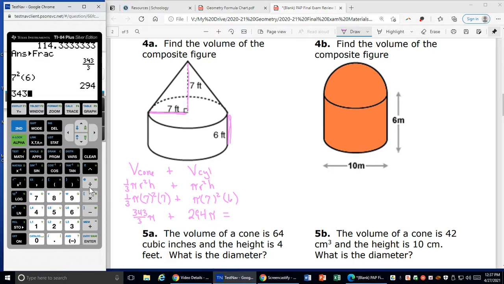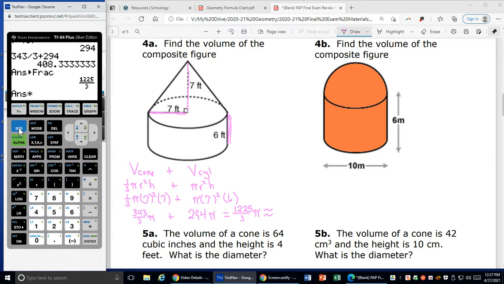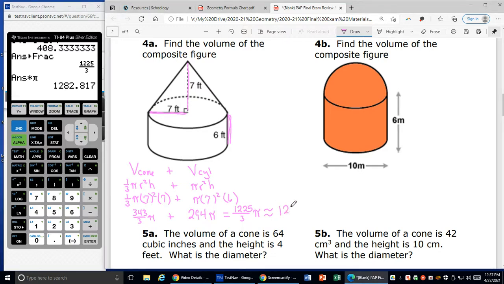So 343 divided by 3 plus 294 as a fraction gives me 1,225 thirds pi. But let's see what that is as a decimal, because it'll make more sense as a decimal. So times pi is 1,282.817, and these are feet, and it's volume, so cubic feet.